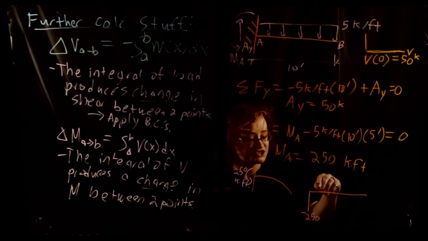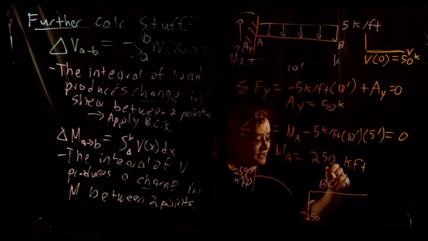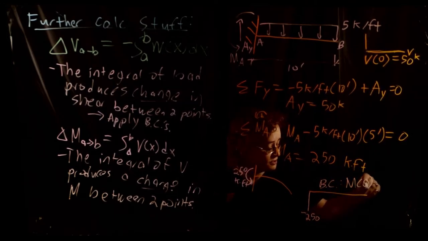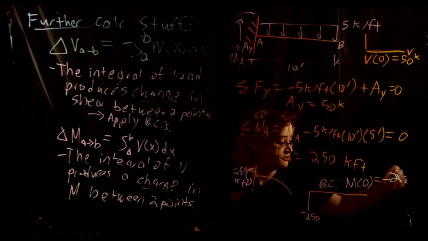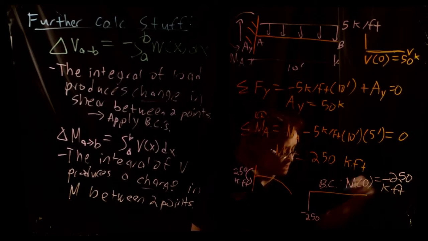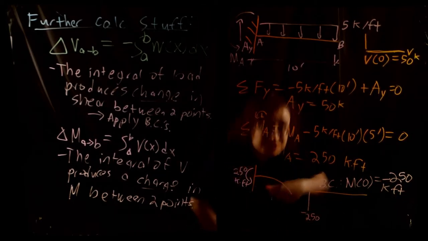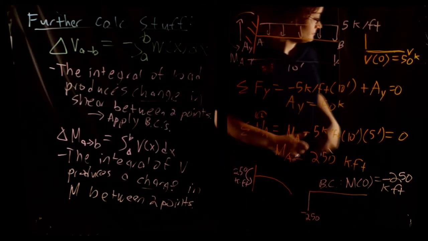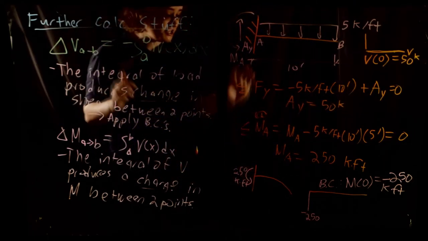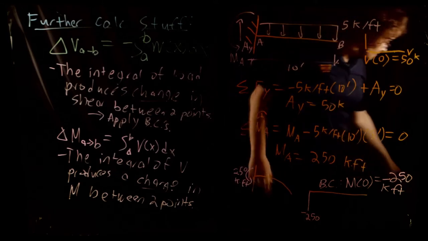So a boundary condition for this beam for the moment is going to be that M at zero is equal to negative 250 kip-feet. My moment at zero is going to be equal to negative 250 kip-feet. Okay, so I'm going to erase this board and continue working through this example, and we'll see how that would work out.